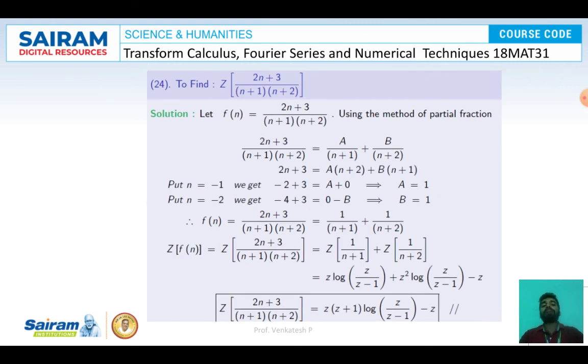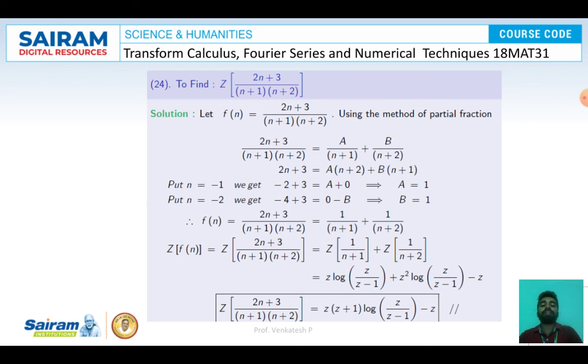Next problem, find the z transform of (2n+3)/((n+1)(n+2)). Same thing here also. First I will be expanding this by using the partial fractions method. So we got the equation (2n+3)/((n+1)(n+2)) = a/(n+1) + b/(n+2). Take LCM here. Now to find a, we have to make b 0. To find b, we have to make a 0. So I will be replacing n = −1 in this equation. So we got a = 1. And replace n = −2 here. So we will be getting b = 1. Now replace these a and b values in this equation. So we got (2n+3)/((n+1)(n+2)) = 1/(n+1) + 1/(n+2).